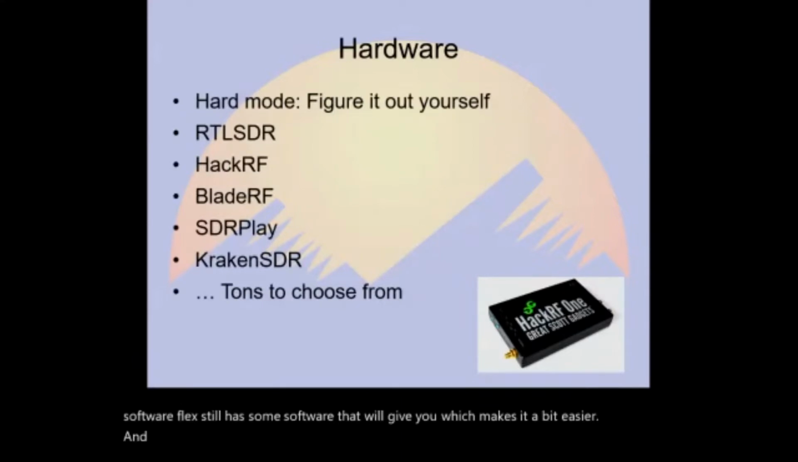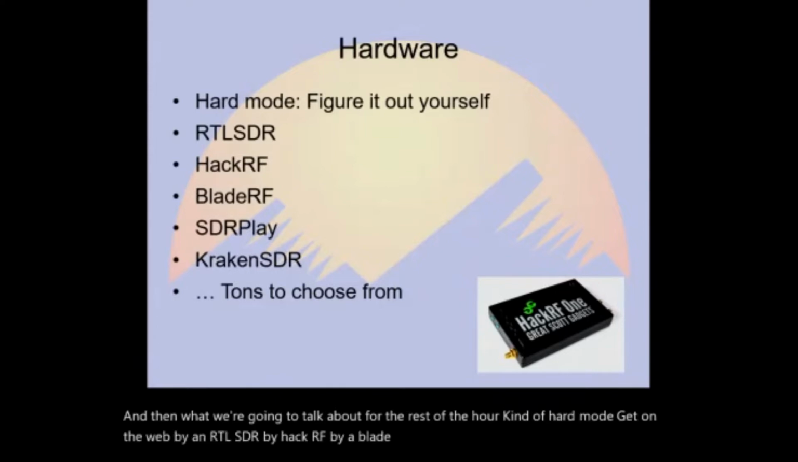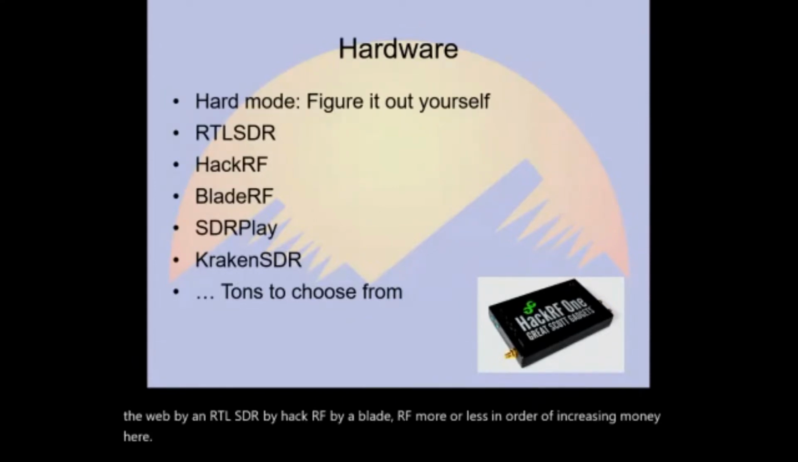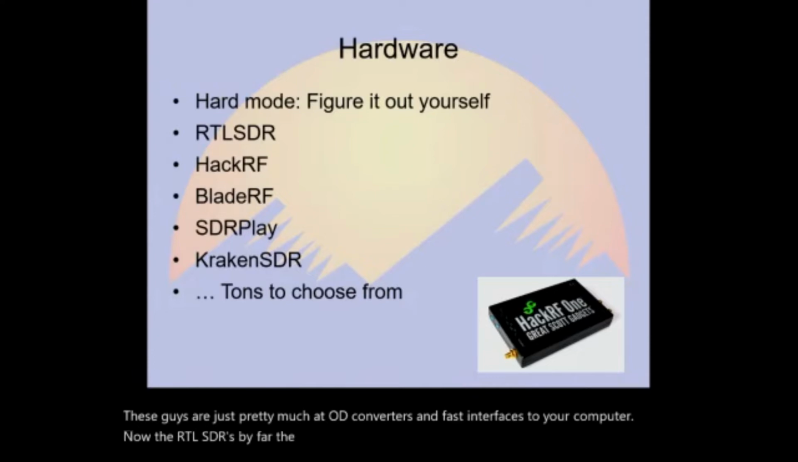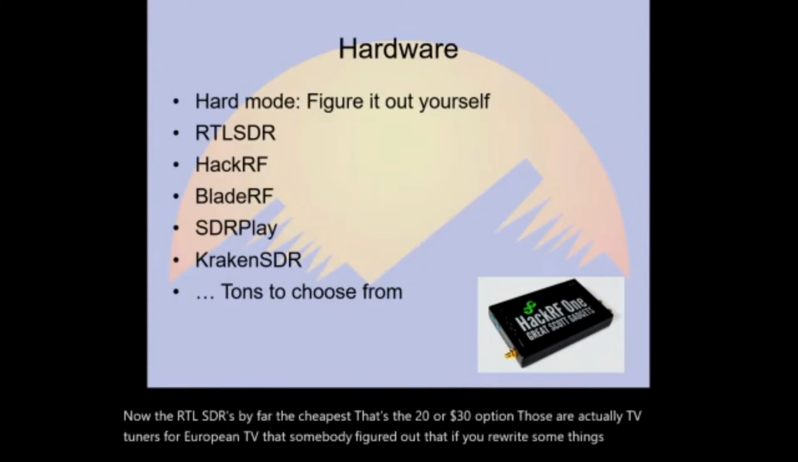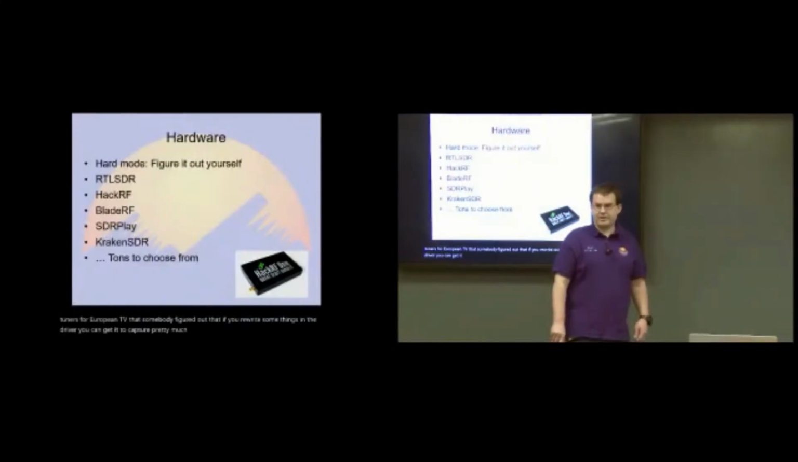And then what we're going to talk about for the rest of the hour, kind of hard mode. Get on the web, buy an RTL SDR, buy a HackRF, buy a BladeRF, more or less in order of increasing money here. These guys are just pretty much A to D converters and fast interfaces to your computer. The RTL SDR is by far the cheapest. That's the $20 or $30 option. Those are actually TV tuners for European TV that somebody figured out that if you rewrite some things in the driver, you can get it to capture pretty much whatever you want, DC up to a gigahertz or 2. So those work really well.